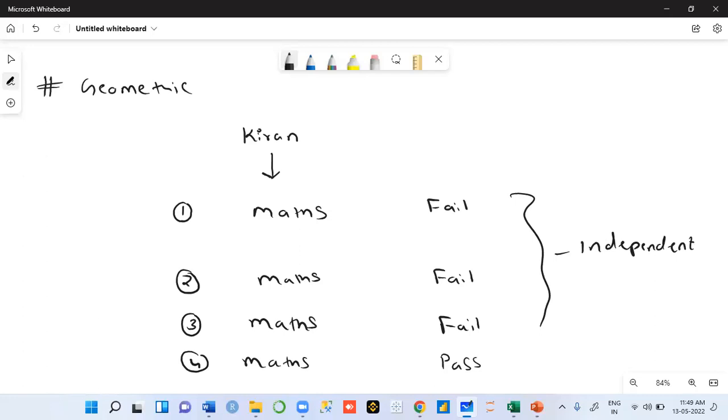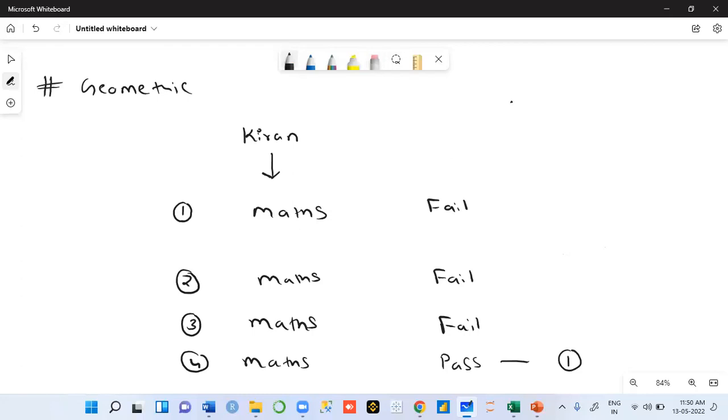So she is not aware of how many events are going to happen. Second, every event is independent because every time the same paper doesn't come. Another one comes, and you become okay. So how many times did she pass? 1 time. How many times did she fail? 3 times. Pass 1 time. How many times did she have to give the examination?